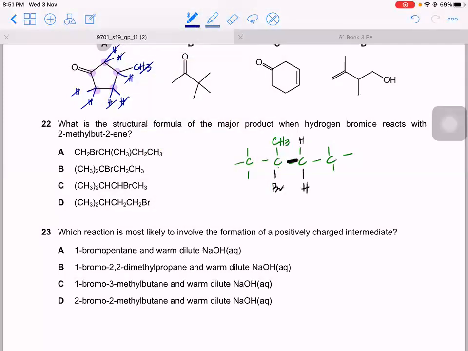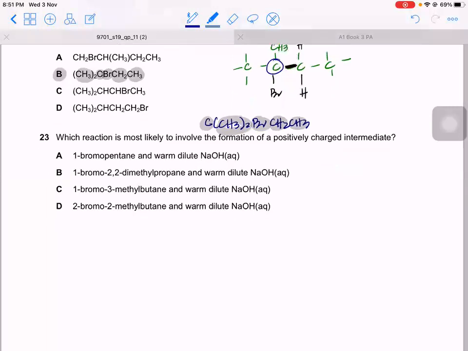Let's see the structural formula. So can we write this as C with 2 CH3s? So that could be C, CH3 twice with a Br, and then a CH2, and then a CH3. Let's see what option is that. So that is B right here: CH3 twice attached to a C, a Br, a CH2, and a CH3. The answer is B.